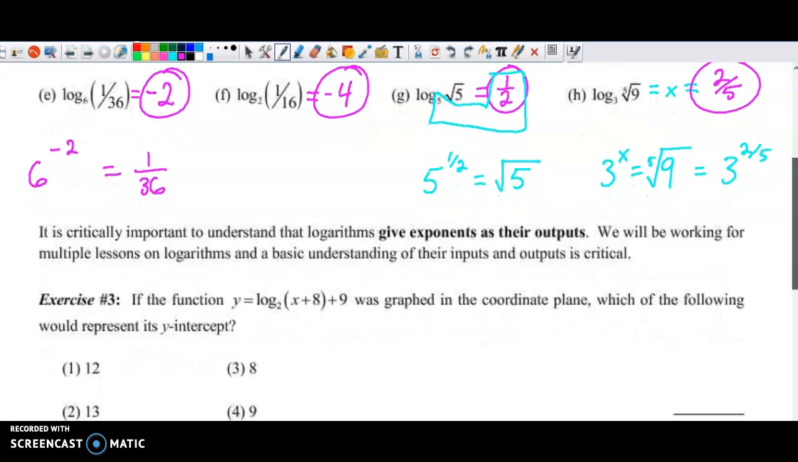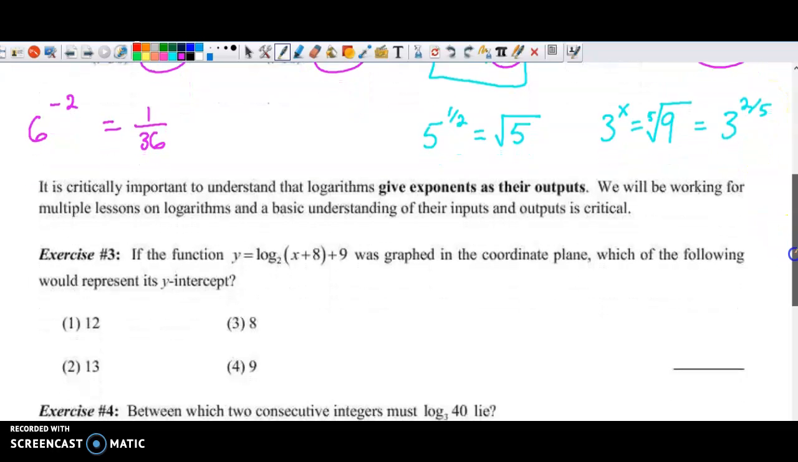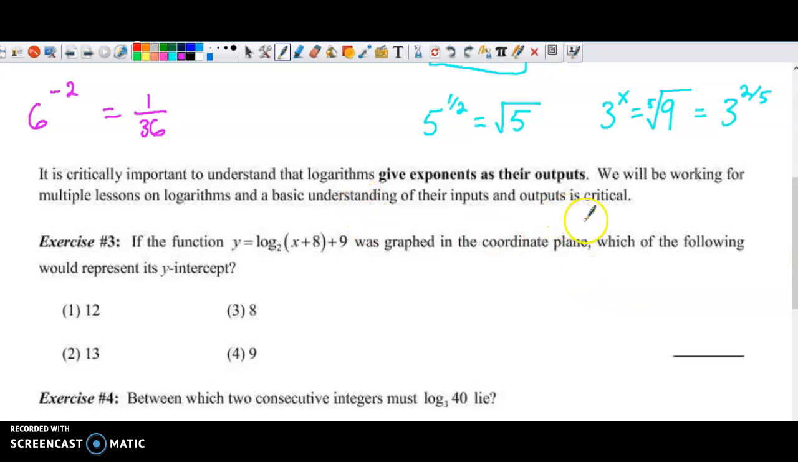So even though I'm telling you, the calculator does this for you, I still want you to be somewhat familiar with it, especially when we get into problems like this. Like, you still need to understand the y-intercept is when x equals 0. Well, if I asked you to do that, then plug in 0 for x, we're looking at log base 2 of 0 plus 8 plus 9.